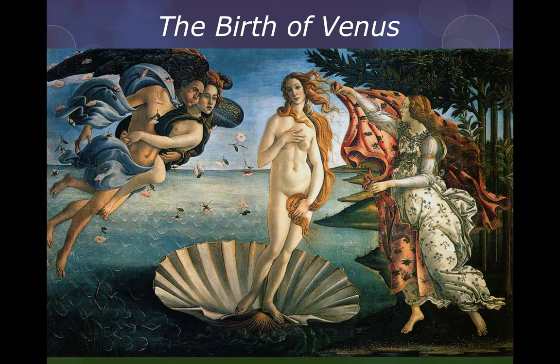And then after her birth, you can see she is being swept to the shore by the winds. The winds were called zephyrs. They are the figures pictured there on the left, the male and female intertwined, and they are pushing her ashore. And then we can see that there is a young woman waiting to dress her, holding a cloth to cover her up as she reaches the shore.